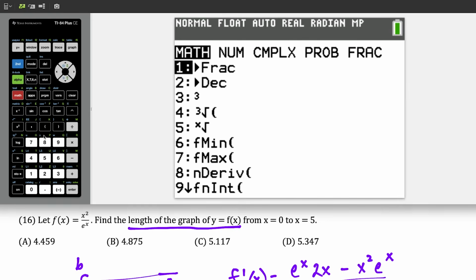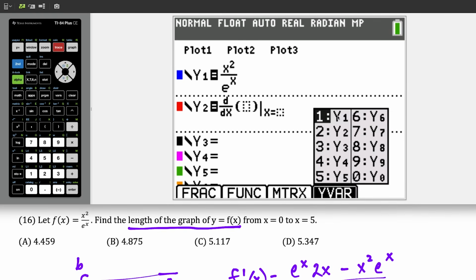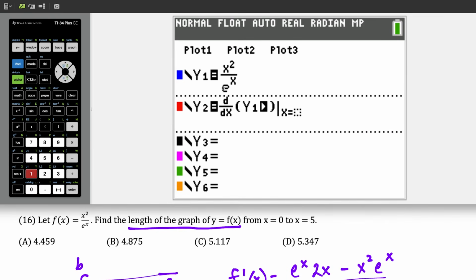And now once again, let's say I don't know how to do this derivative. I'm going to press math 8, and I'm going to write the derivative with respect to x. And let's say I don't feel like retyping y1. I'm going to press alpha trace, and then option 1 is y1. So this tells the calculator, take the derivative of this, but I just have to say x equals x. Okay, so now the derivative of y1 is in the y2 spot.